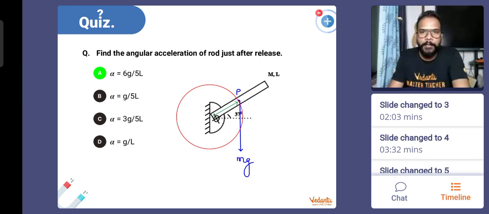R ka value, can anyone tell me one more time? R will be L by 2. Thank you. So this distance is L by 2. So now I need the tangential component of the force which is acting. Can I say this is how the tangential component is going to be?